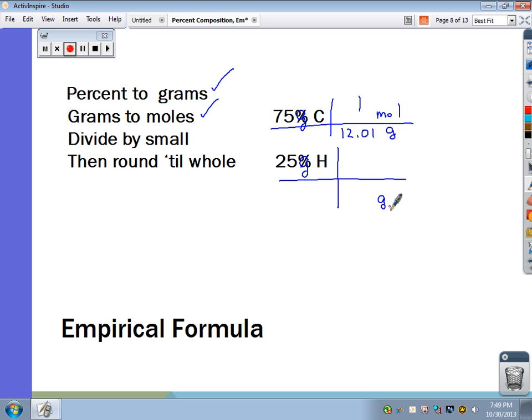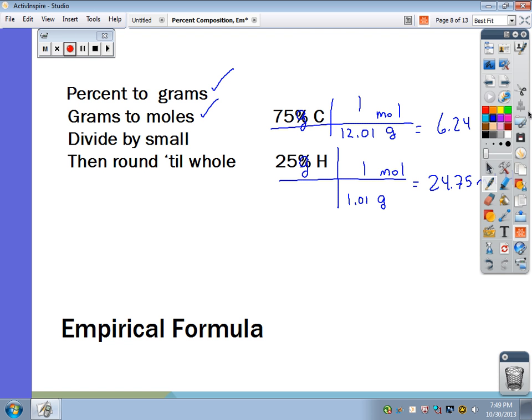I put grams for hydrogen down here, moles up top, 1 mole here. This is 1.01 grams on the periodic table. And I'm going to go ahead, and my answer is 6.24 moles of carbon. And over here, it's 24.75 moles of hydrogen. So that's step 1 and 2.